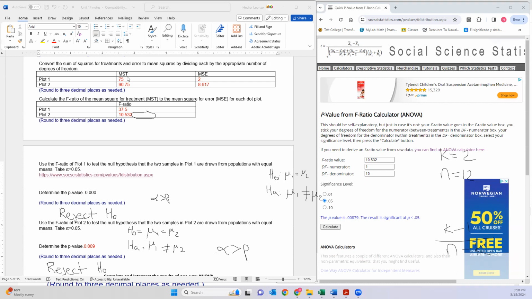Now, this calculator for your p-value is included in your notes. You guys see your calculator there.